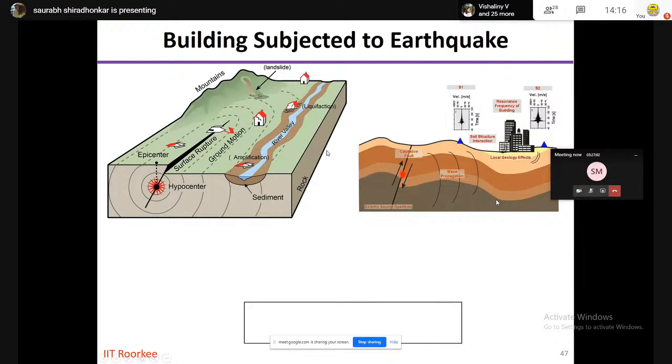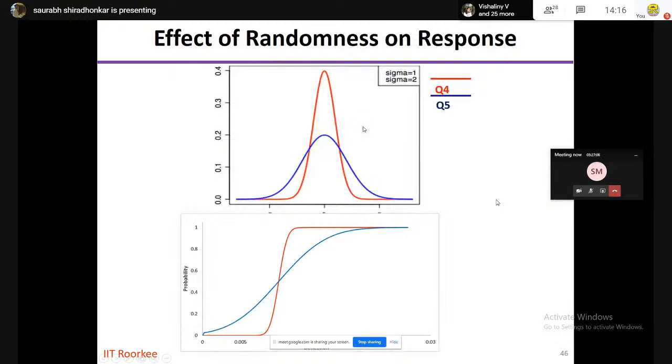So this is the cumulative distribution function for these two probability density functions. And as you can see, these two curves intersect at probability 0.5. That means the mean of both these curves is identical. However, the blue one has larger spread compared to the red one, indicating that the blue curve has a larger variation of response, which in this case is deflection, compared to the red curve.